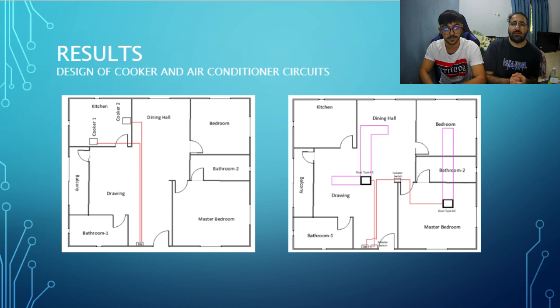Let's go to the design of cooker and air conditioner circuits. In this first diagram, we can see that there are two cookers in the kitchen only, and it's all connected to the breaker. And for the air conditioner circuit, we have a master air conditioner in the dining hall, which covers the whole dining hall. And we have an air conditioner in the master bedroom, which is also connected to the bathroom and to the other bedroom.